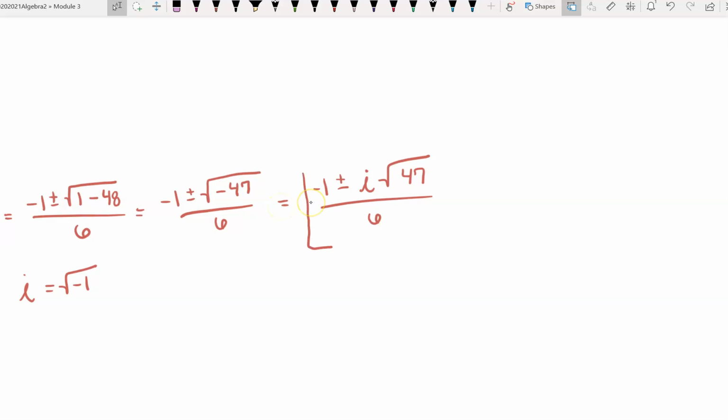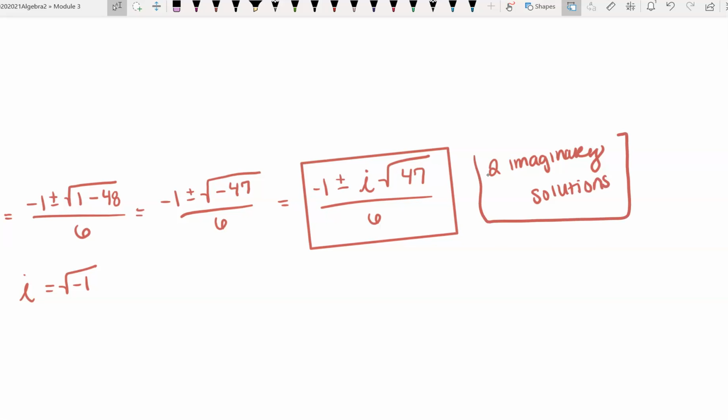So this crazy, weird number, actually there are two, right? Because you have plus or minus. These are your solutions. They are imaginary because you have this i right here. So now we have two imaginary solutions.